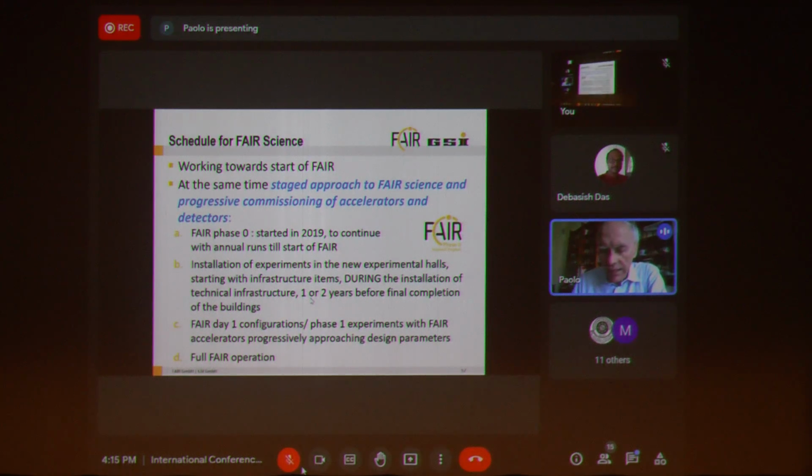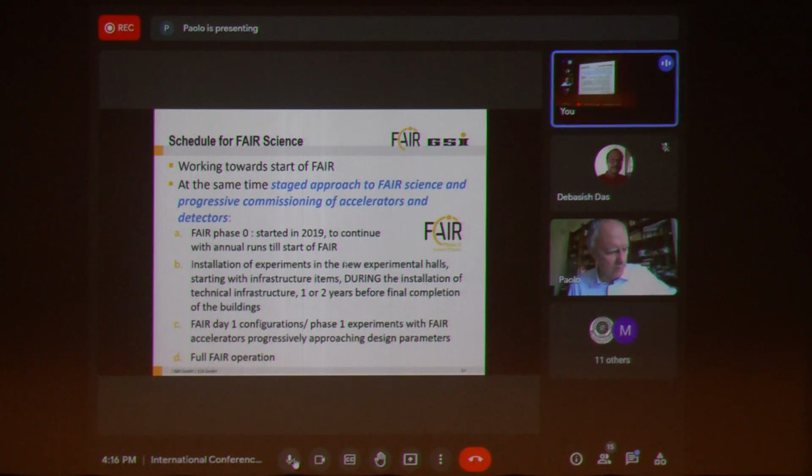And we want to do science at FAIR, that we have a staged approach. Paolo. 6 or 8. Yes, I'm almost finished. You are just finished now. Sorry. The time is up.